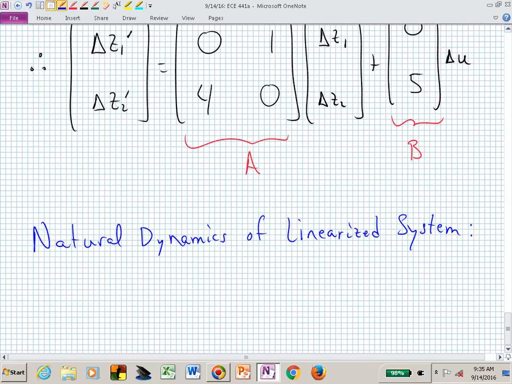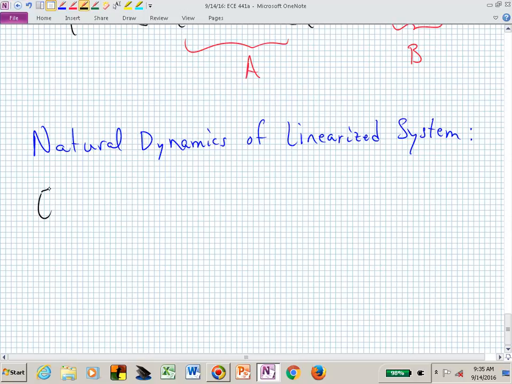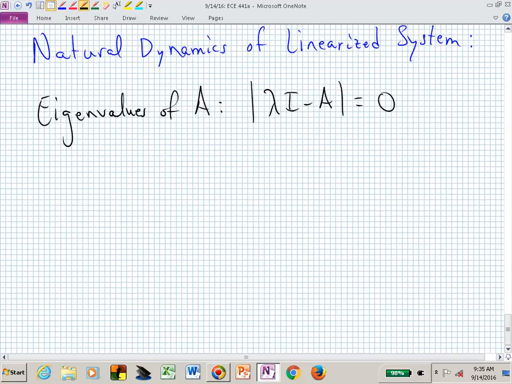Natural dynamics. We're looking for the eigenvalues of our system matrix, which are the eigenvalues of A. And we can find those by looking at the determinant of lambda I minus A and setting that equal to 0. Where the values of lambda that cause this expression to be true will be our eigenvalues. In this case, we have lambda minus 1 minus 4 lambda. You guys did this in math or in ECE 310, didn't you? Or math 310, or whatever math you took.